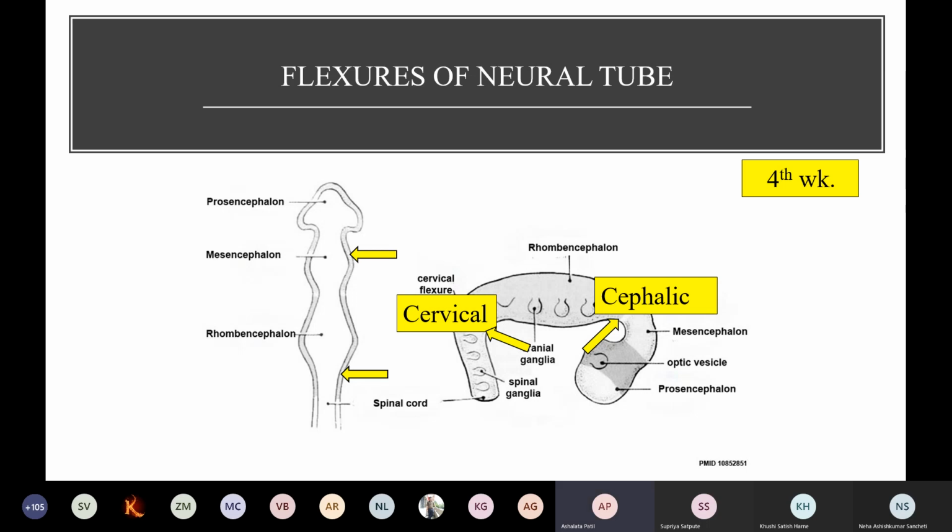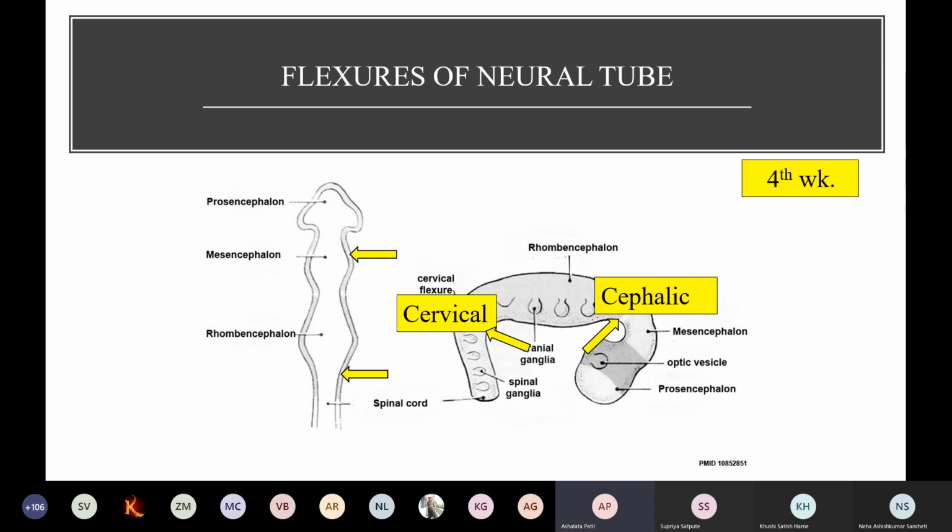So the three vesicles at the fourth week we have seen, that is prosencephalon, mesencephalon and rhombencephalon. With this head fold, tail fold formation, this neural tube also gets folded. The first flexure seen is at the junction of the prosencephalon and the mesencephalon, where it bends ventrally, and this is called the cephalic flexure. So the first flexure to appear is the mesencephalic, or cephalic flexure, at the junction between prosencephalon and mesencephalon.